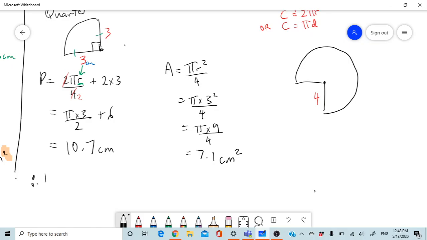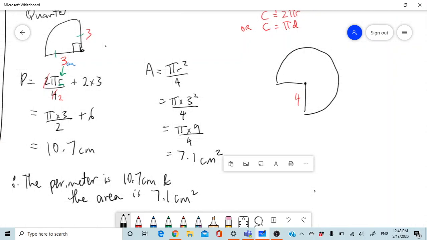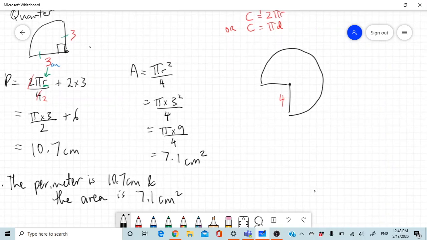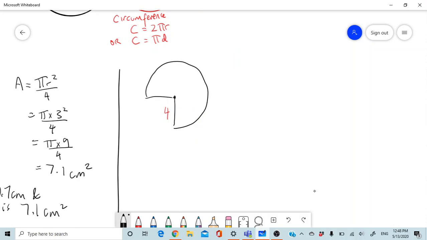So therefore, the perimeter is 10.7 centimeters, and the area is 7.1 centimeters squared. So there we go. Alright, let's go for a bigger fraction of a circle.